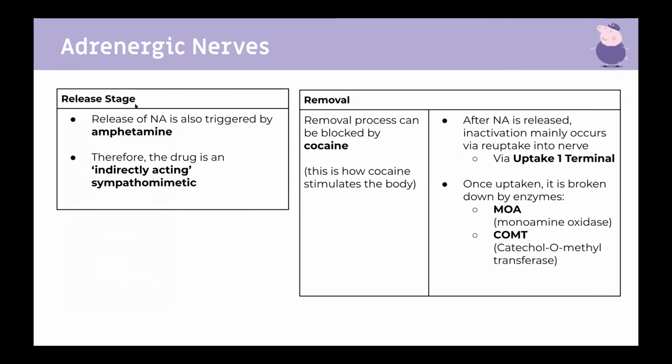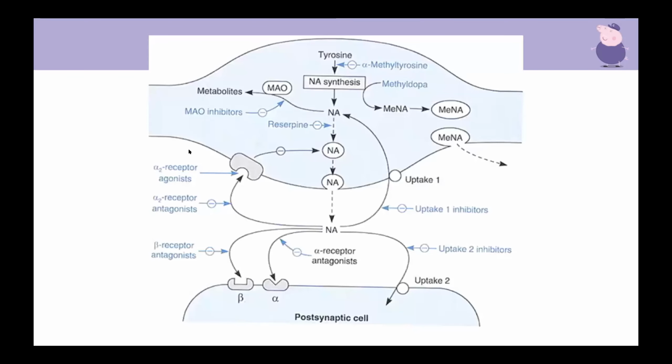All right, and then obviously there's also going to be the release of the neurotransmitter from the neuron, and that's going to be triggered by amphetamine, but you don't really need to know too much about that. Also, the removal of the neurotransmitter noradrenaline or adrenaline is going to be done via uptake. So that's going to be via either uptake terminals back into the nerve or broken down by the enzymes in that synapse area. So here's a diagram.